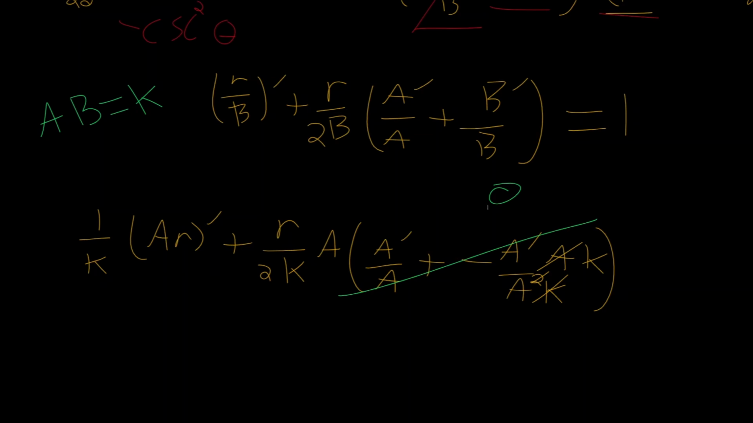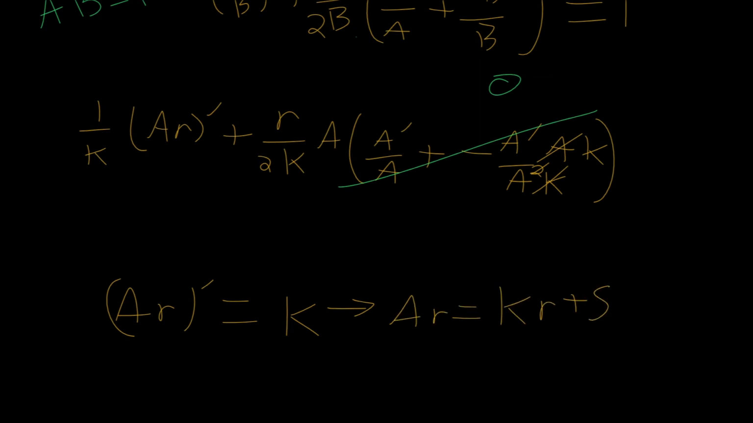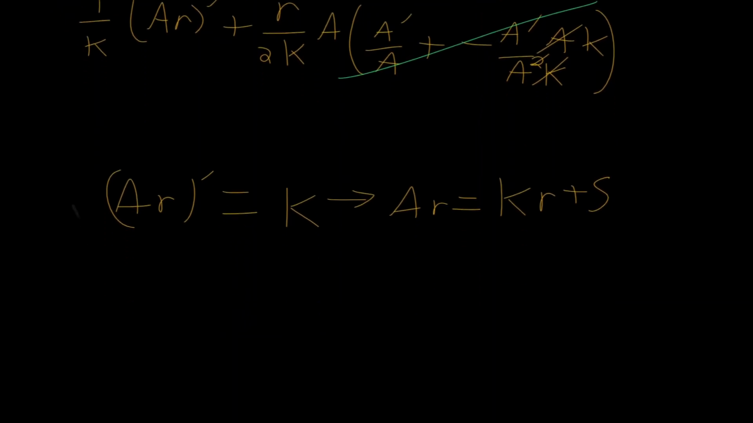So what we're left with is just this term on the left, which is just, well, ar prime equals, well, multiplying both sides by k, equals k. So whenever we integrate this, because remember this is the derivative with respect to r, we end up getting ar is equal to some kr and then plus s, where s is really just a constant, or a constant of integration. And whenever we divide both sides by r just to get a by itself, we get a is equal to, well, k and then plus s over r.